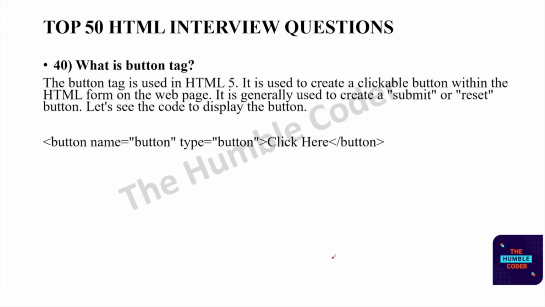What is a button tag? The button tag used in HTML5 is used to create a clickable button within the HTML form on the web page. It is generally used to create a submit or a reset button. Let's see the code to display the button. What you need to do is make use of a button tag, and in that you can set the attribute name equals button and attribute type equals button, and then you can add the content in between that you want to get displayed in your button, that is click here or submit or any of the content that you want. Let's move on to the next question now.